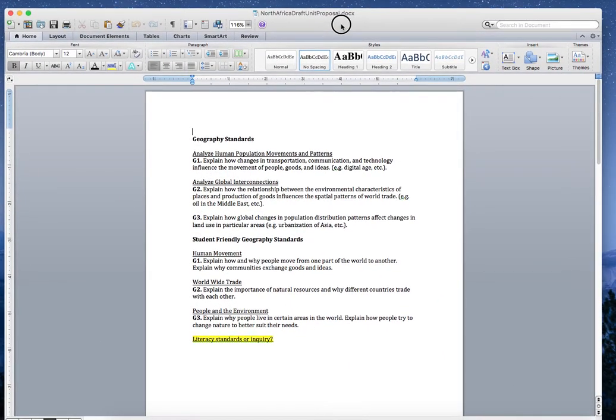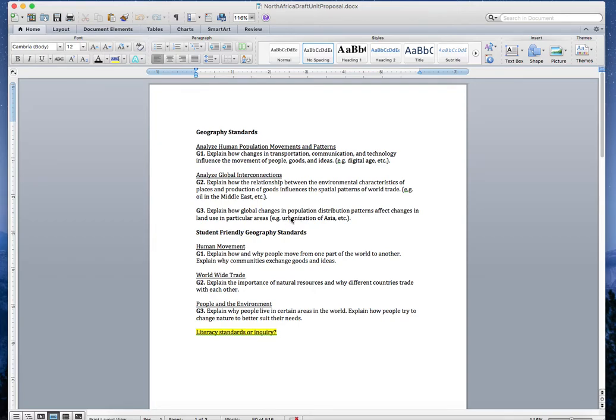The second document is some initial thoughts of what North Africa could look like next year, or the unit that really deals with the geography standards. What I did is I copied down the 3 geography standards for 7th grade global studies, and I listed them out as G1, G2, and G3. These geography standards come from the link from the website that you sent to me. I then tried to take the geography standard and change it into student-friendly terms that were still generic and did not tie into a specific way of teaching.